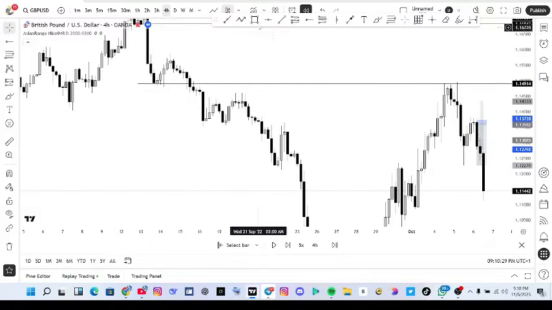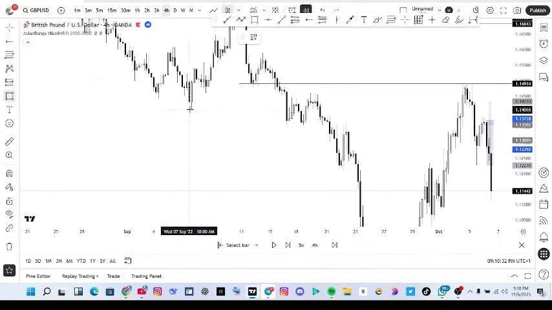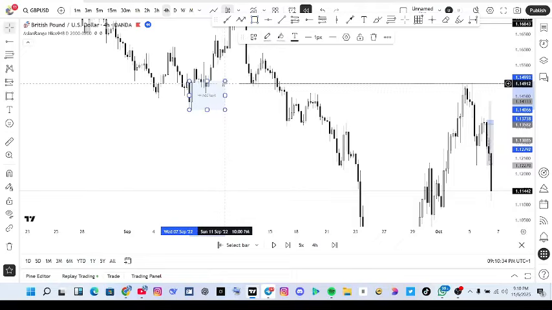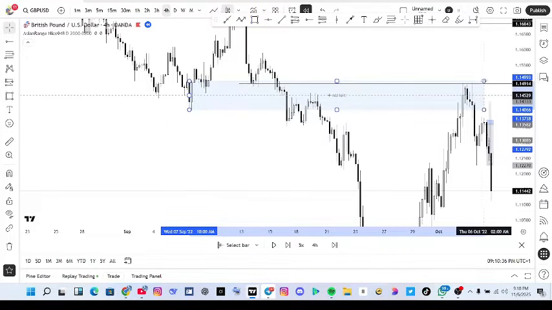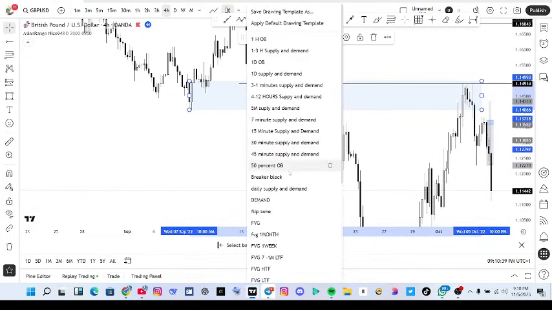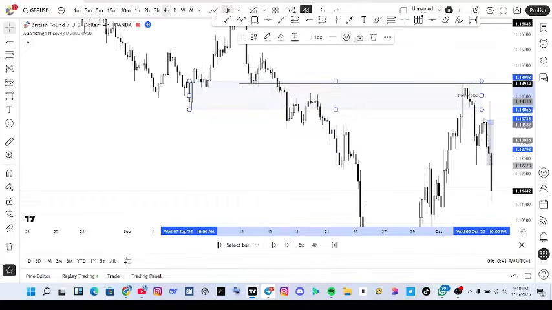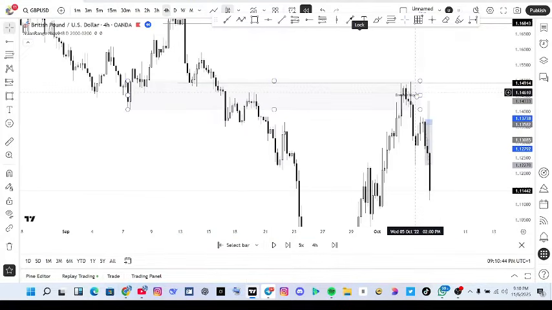Okay, there is none here, but you see this place, it's a breaker block. It's a failed order block. Now nobody knows whether this market will reverse from here. We just know the market has been buying, we are buying.